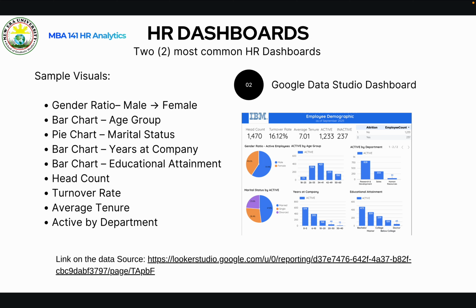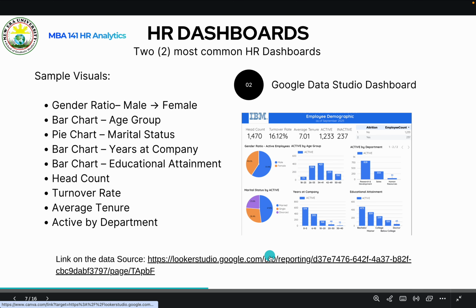Google Data Studio, now the Looker Studio, provides similarly powerful visualization capabilities used for demographic insights. The sample visuals here include a gender ratio pie chart, a bar chart for age group, educational attainment, department-level headcount, segmentation, marital status, and tenure. These dashboards are specifically useful for workforce planning, diversity analytics, and employee experience monitoring.